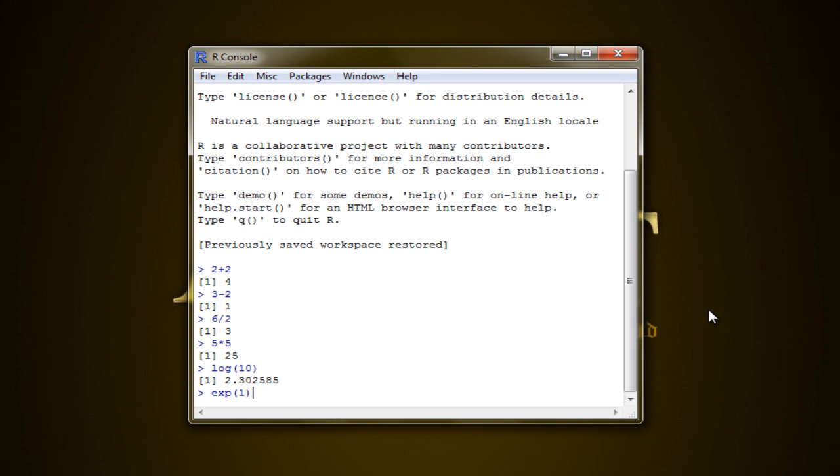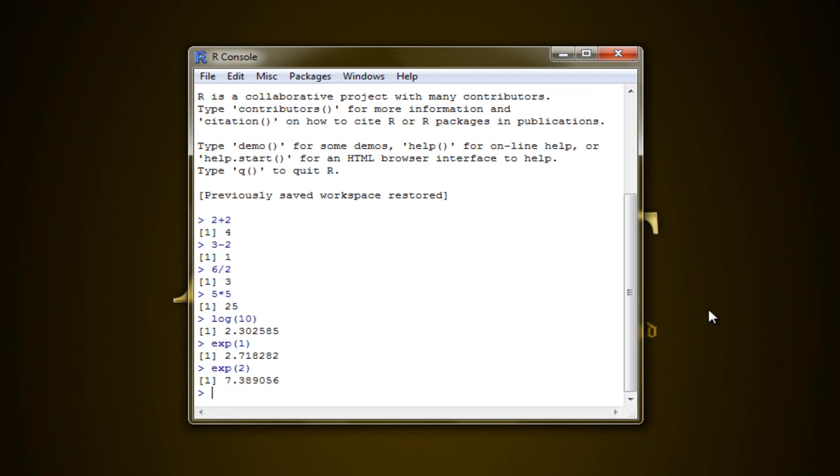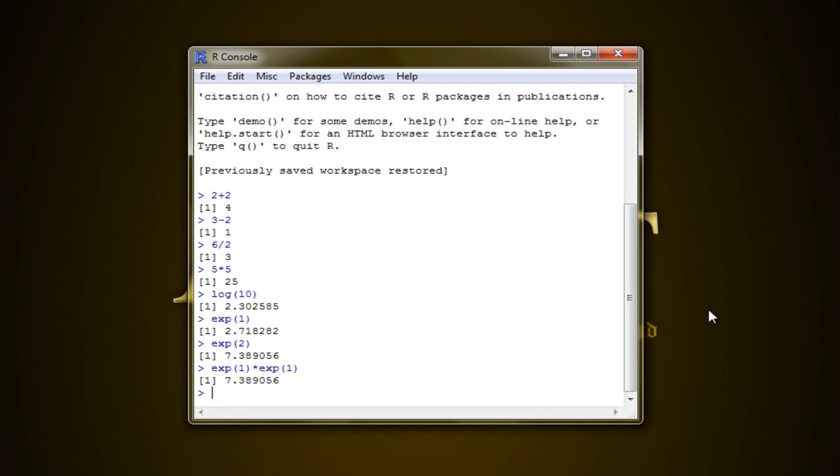And so, if it is raised to the first power, then it should give us 2.718282. There you go. And so, for example, we change exp 1 to exp 2, that is 7.389056. As you can see, the exponential function is raised to the second power. To check that, well, in your calculator, but we can check that here. As you can see, we have the same results.